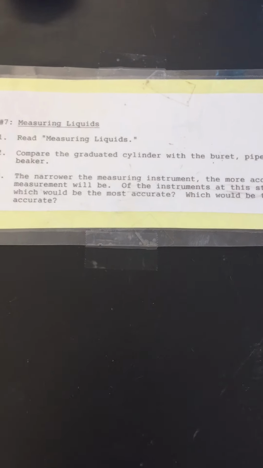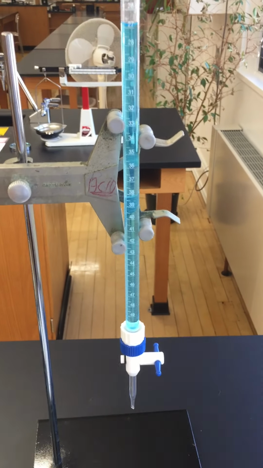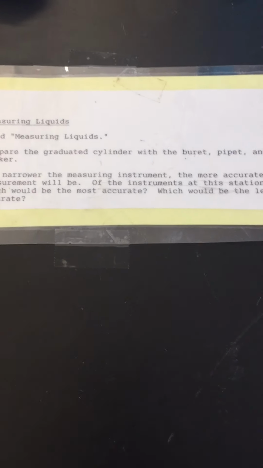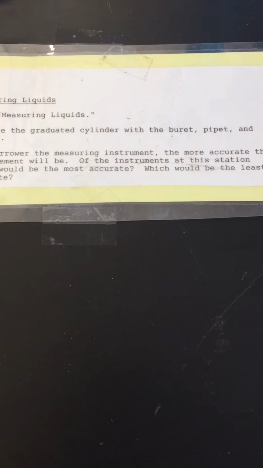Okay, secondly, it says, compare the graduated cylinder with the burette, pipette, and beaker. Well, I've got a beaker here, and I've got a graduated cylinder, and we already saw the burette. Burette is the most accurate out of those. The narrower the measuring instrument, the more accurate the measurement will be. Of the instruments at this station, which would be the most accurate? I kind of just gave that away. Which would be the least accurate?